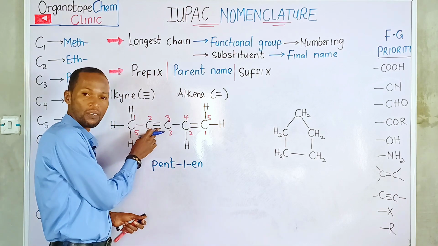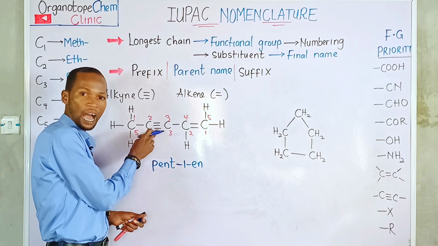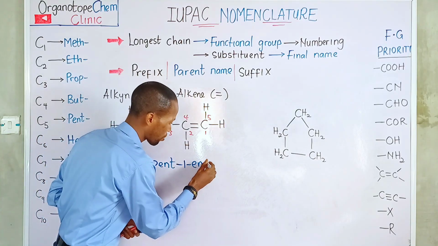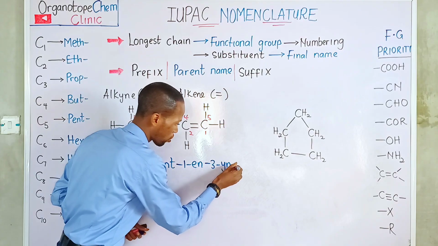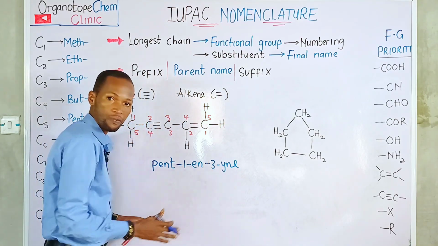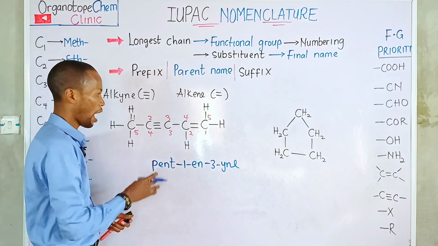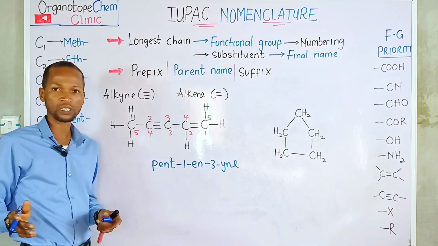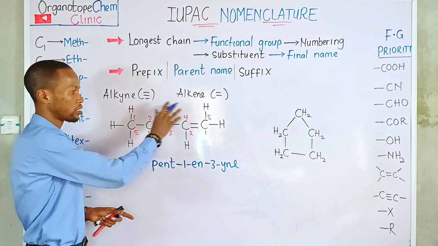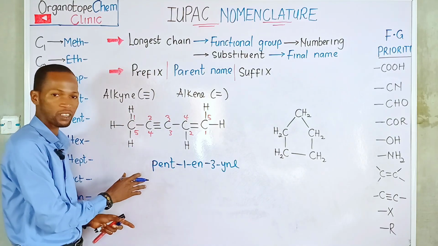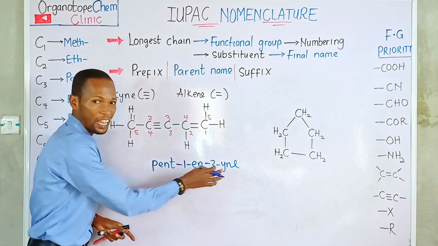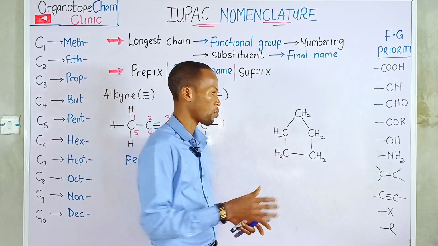So we still have another functional group right here, which is the alkyne functionality, and it is found on carbon 3. So I have 3-yne. Here is the parent name, and these are the suffixes for this compound. And what do we have at the prefix position? Do we have an attached group? No. So there is no prefix in this organic compound. So the IUPAC nomenclature for this compound is pent-1-en-3-yne. Make sense?